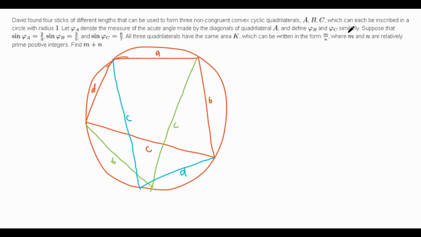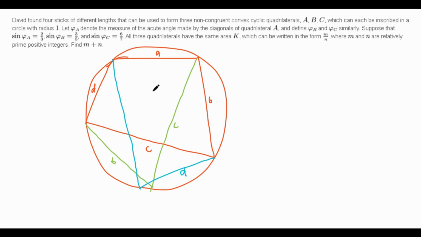So now we have all 3 quadrilaterals A, B, and C inside the circle of radius 1, and now we have this condition about the sines of the angles between the diagonals. So let's draw the diagonals of quadrilateral A, B, C, D here. And we know that sine of angle A is equal to 2/3. And we also know that sine of angle B and sine of angle C are equal to 3/5 and 6/7 respectively. So the question is now, how do we combine this information in order to solve the problem?